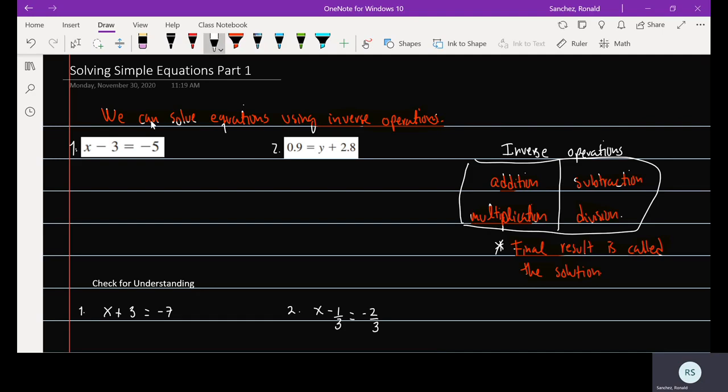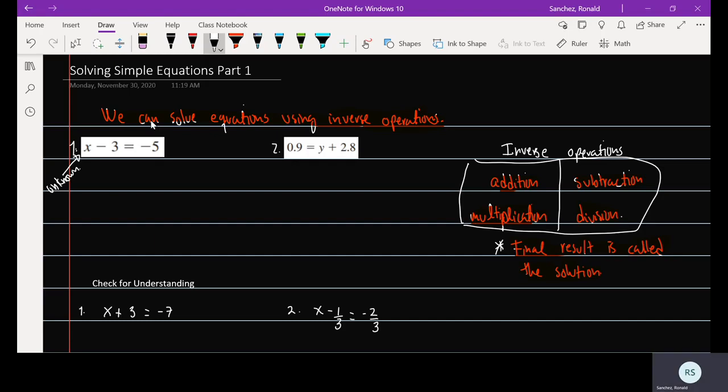When we solve an equation, our goal is to isolate the variable, the unknown variable. In this particular case, x is the unknown. It's what we do not know. It's what we're looking for. In this equation, we're looking for a number, x, that when we subtract 3 gives us -5. Sometimes that's very easy to figure out, but let's use inverse operations to isolate the variable x, and you will see how easy it is to find this number.